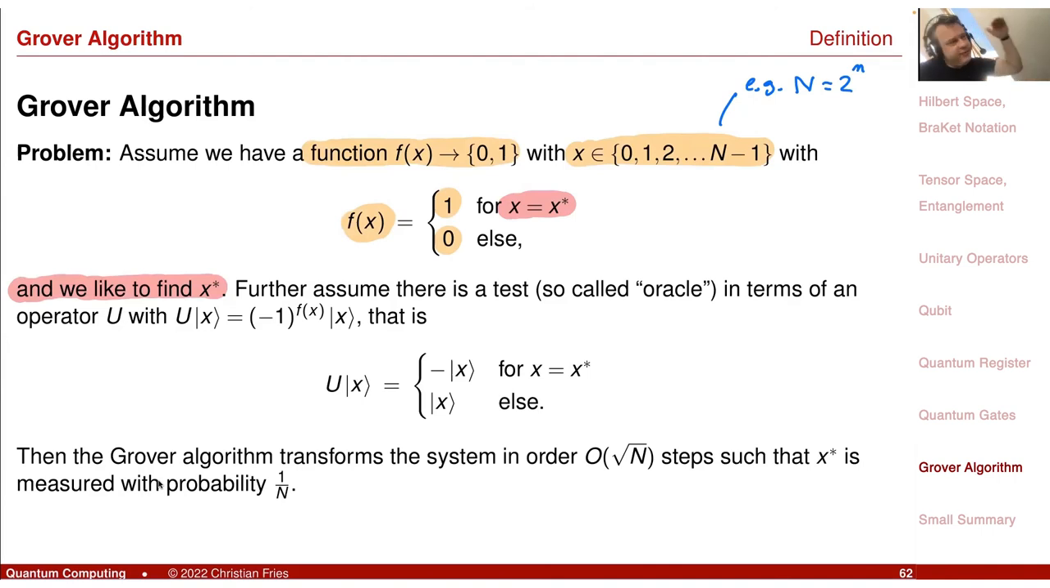In a classical computer, you would have to go through all values and check: is it 1? In the worst case you need n checks, because it's just the last value. In an average case it's maybe n half, but it's still a lot. This algorithm can, instead of using n half, perform the search in order square root of n. It can find the element x star much faster. But there is a second ingredient: only with a certain probability. A little bit like in Monte Carlo, you do not have the result exactly. So that's a grain of salt: it finds x star only with a certain probability, 1 divided by n. But if n is a large number, that is really a small thing, and you can improve it by repeating it.